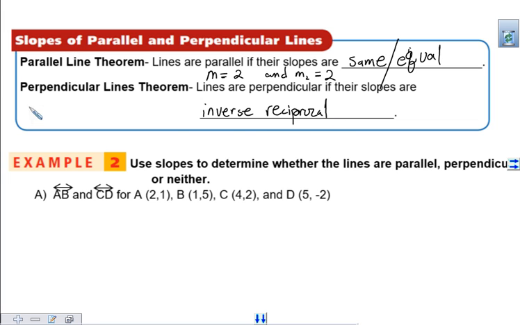What that means is that if you have a slope and it is 7/4, you have to flip your fraction and make it negative. So you'd have a slope of negative 4/7. So for perpendicular lines, one has to be positive, one has to be negative, and your numbers have to flip.